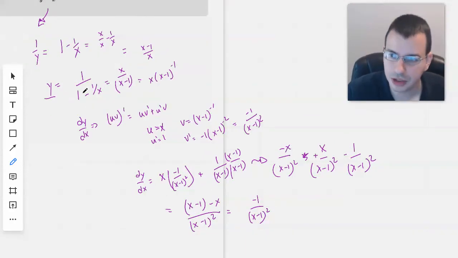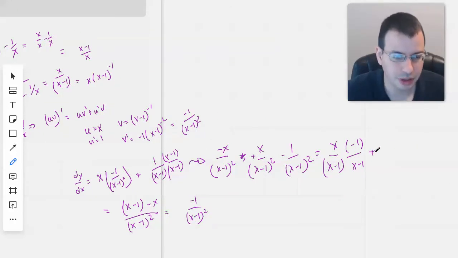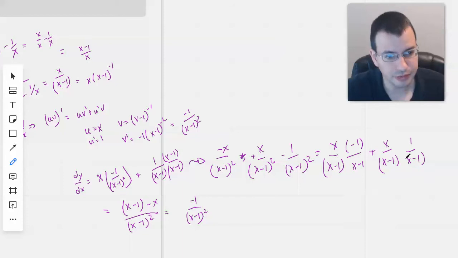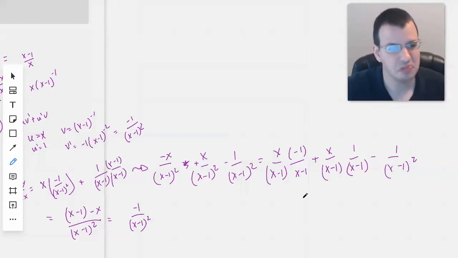Okay. We can totally do this. We totally got this. So this equals x over x minus 1 times negative 1 over x minus 1. Then we'll do plus the same thing. I know, it seems silly, because I'm just distributing that. Minus 1 over x minus 1, that'll still stay squared.